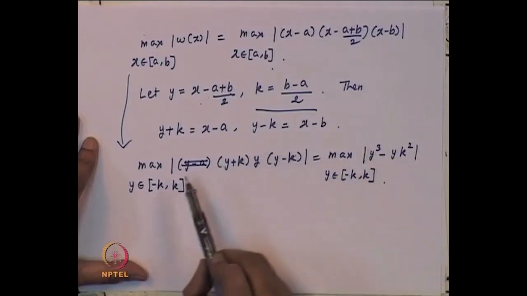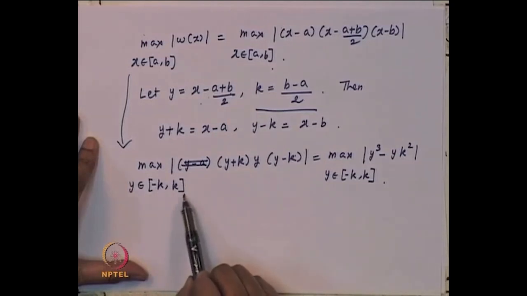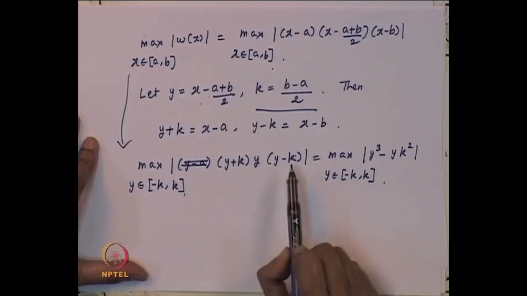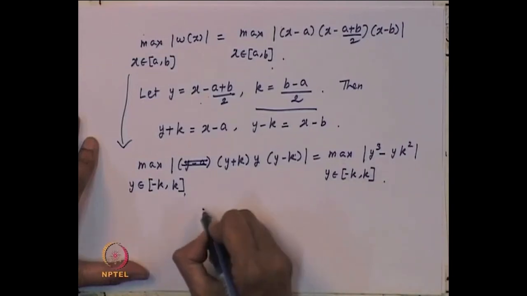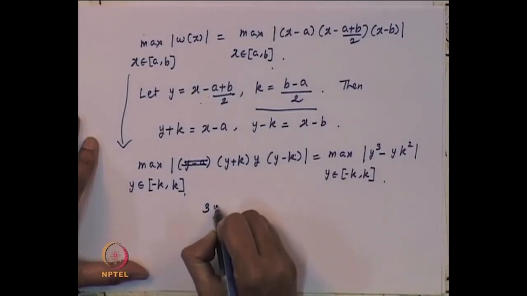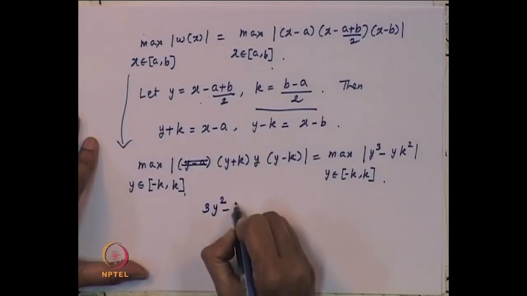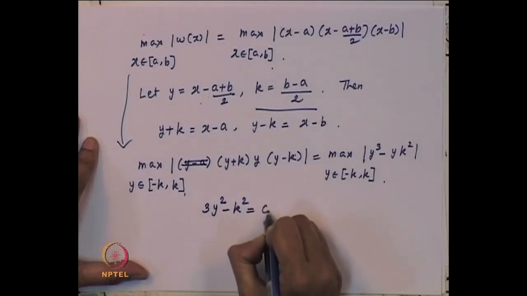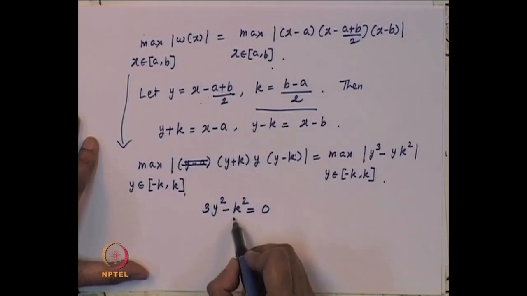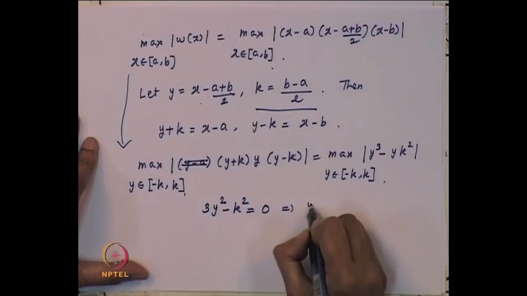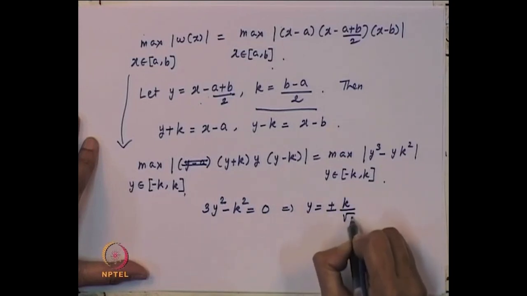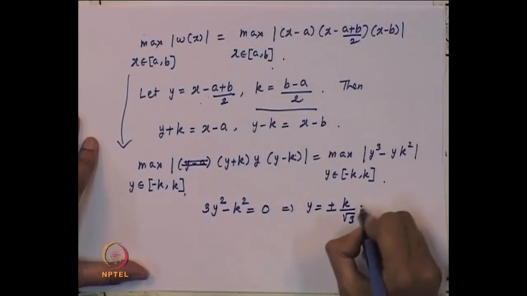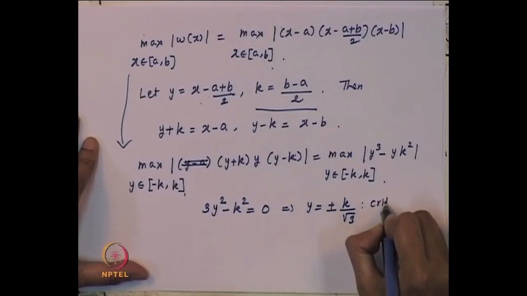This function vanishes at the two end points, -k and k. Now, let us look at the critical points. So, the critical points will be given by 3y^2 - k^2 equal to 0. This is the derivative value. So, you get y equal to plus or minus k by root 3. So, these are the critical points.